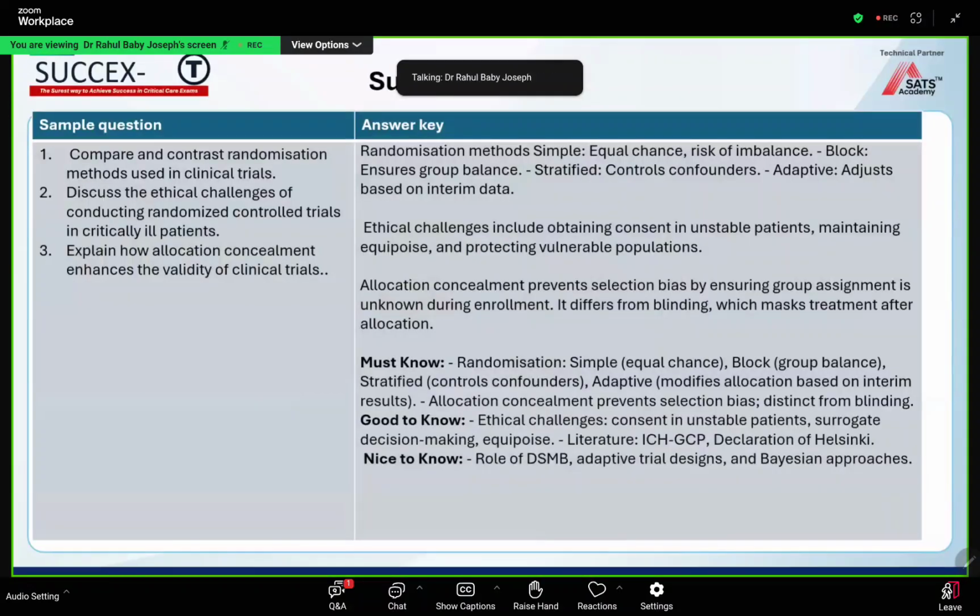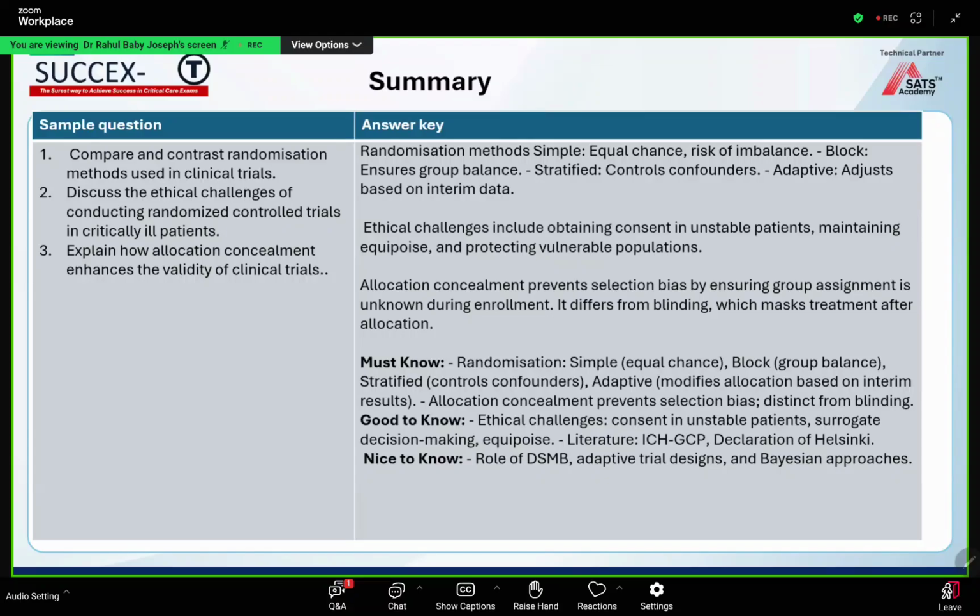Thanks. Yes, sir. So in this case, randomization is one of the most important topics because it has a lot of very strong subtopics. Each one is a question, like define randomization types and compare and contrast, blinding, allocation concealment, trial designs. So many are there. In that, if you see the key points, randomization, simple is an equal chance. That is the actual important word.